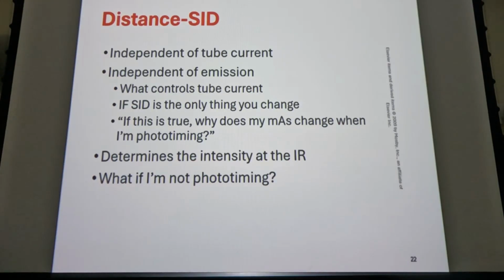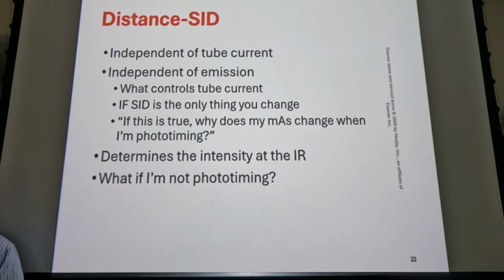And remember, as we're discussing these things, we're talking about one thing, right? Changes in SID. I'm not talking about anything else, just changes in SID. You should be thinking, okay, but when I change SID, I'm going to change something. Yeah, you're going to change something else when you change SID. But at this point, we're just talking about increasing SID.